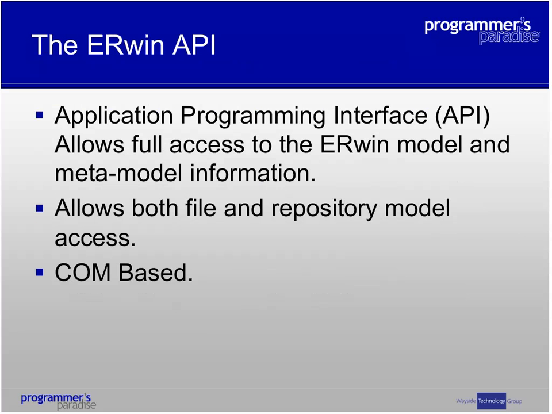So the ERwin API. Many of us are probably familiar with the concept of API, Application Programming Interface. In this particular case, the ERwin API is COM-based, so it allows any kind of COM-based code to access the ERwin metadata and the actual data within the model itself. So you have access at different levels of the metadata and of the actual data that's encoded within the model. It allows you to access the data within an individual file and also against the Model Manager repository.